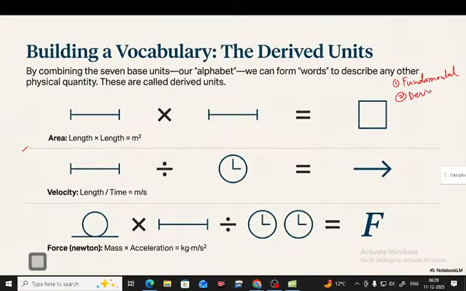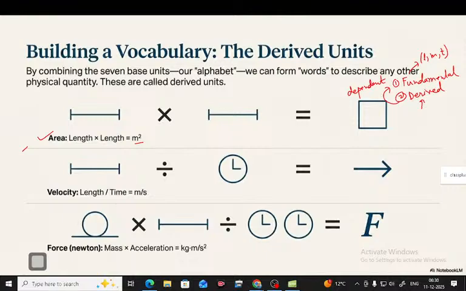What is the difference between them? If you remember, fundamental units are independent of each other. Suppose length, mass, time, these are fundamental units. And derived units are dependent on fundamental units. You see, suppose area. Area is actually a derived unit because it is dependent on length. And length is a fundamental unit. So area is length into length, in meter square. Therefore, area is a derived unit.